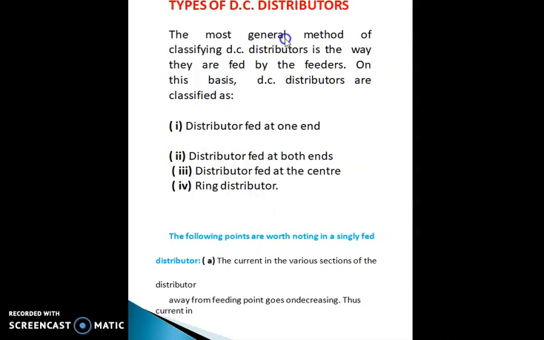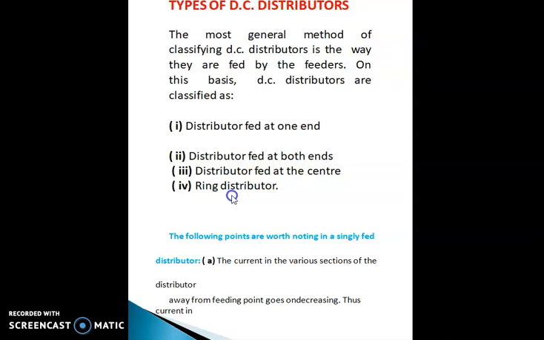The types of DC distributors. The most general method of classifying DC distributors is the way they are fed by the feeders. On this basis, DC distributors are classified as distributor fed at one end, distributor fed at both ends, distributor fed at the center, and ring distributor systems.